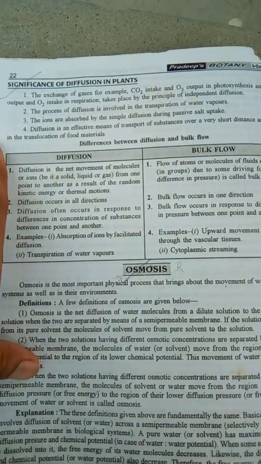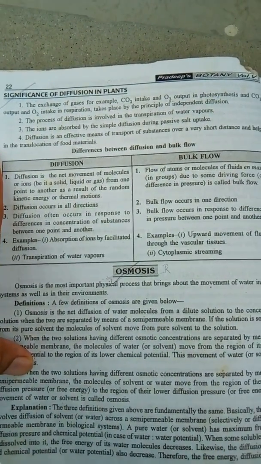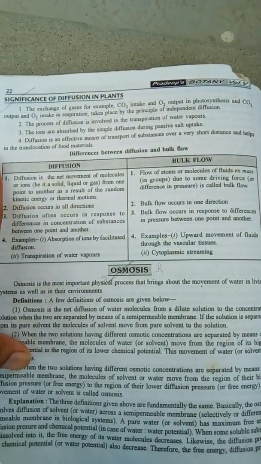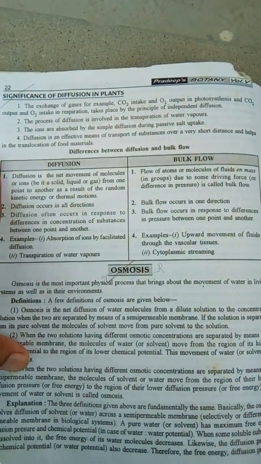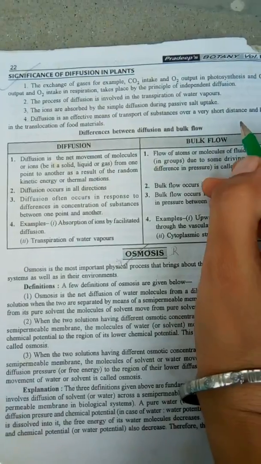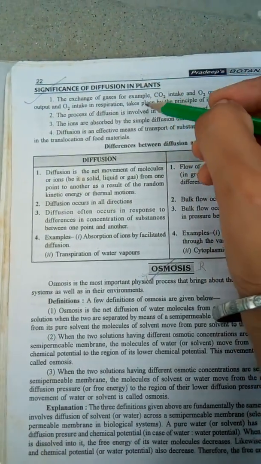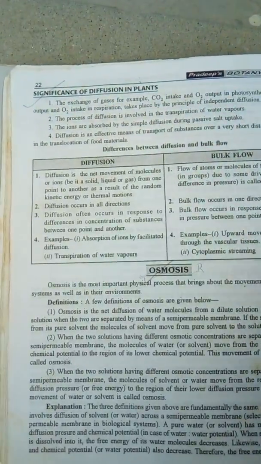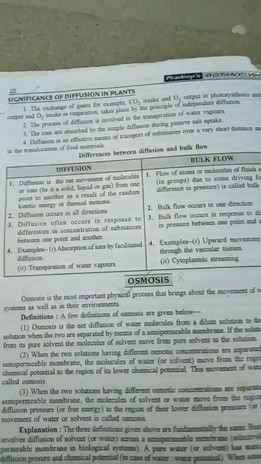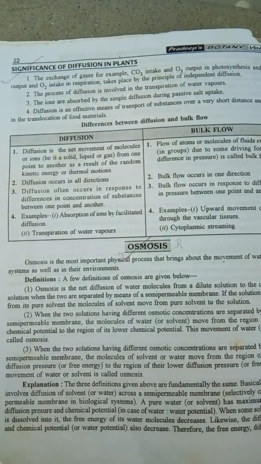Diffusion is an effective means of transport of substances over a very short distance and helps in translocation of food materials. For example, the nutrients or food materials are very high in the leaves, so the food material will diffuse to the other plant parts. The food will be distributed with the help of diffusion.